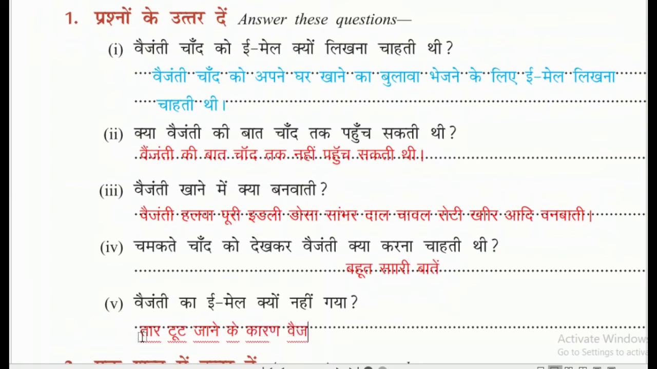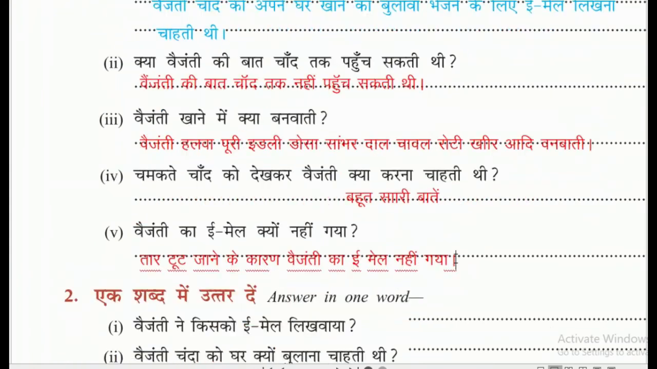Due to the broken wire, Vaijanti's email was not sent. Whom did Vaijanti write the email to? Now you write only the answer, not in a sentence. The above five questions we wrote in a sentence. To whom did Vaijanti write a letter?